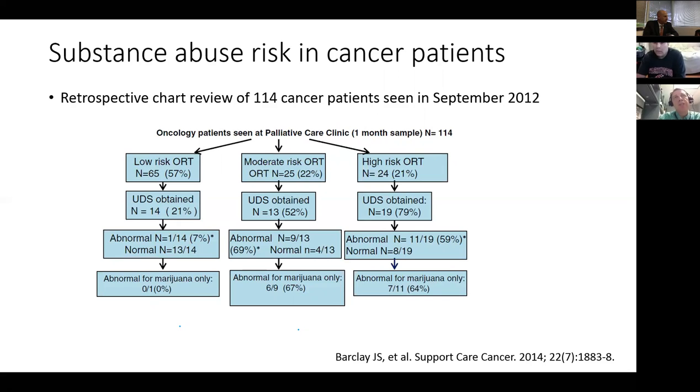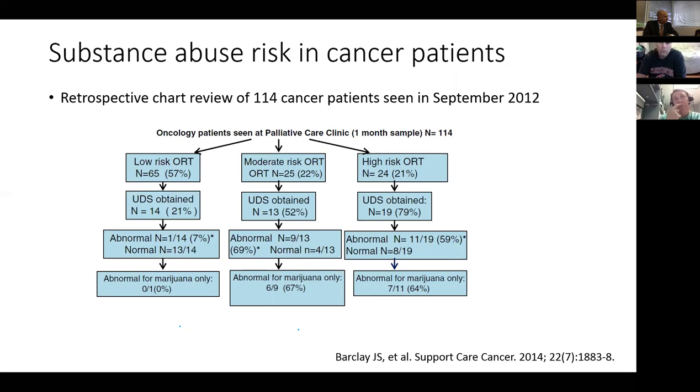And so you can see that at the time, the overall amount of obtaining urine drug screens was low. But what they found is that in the urine drug screens that they did get, particularly in the patients who came through as either moderate risk or high risk on the ORT, there was a fairly substantial amount of those being abnormal.